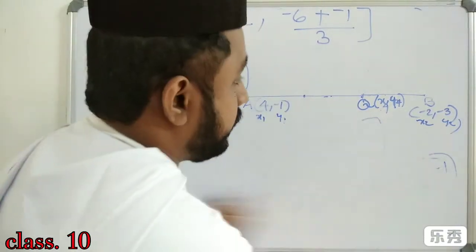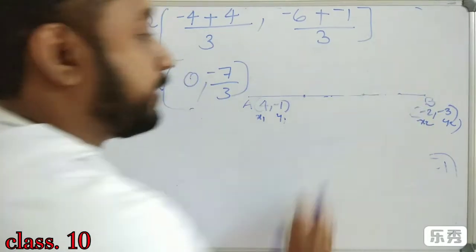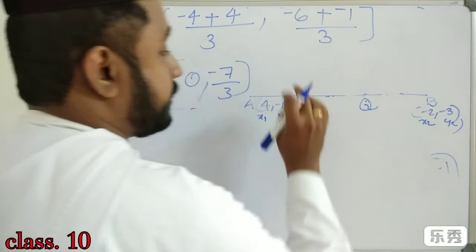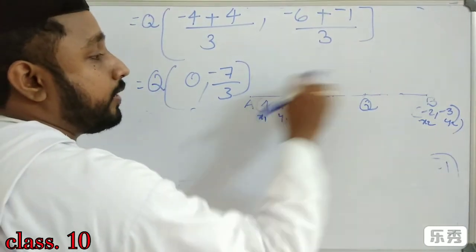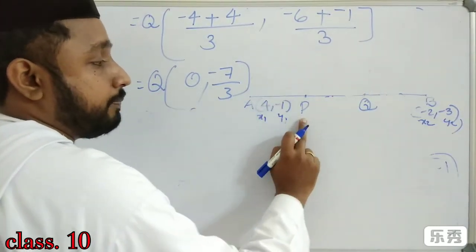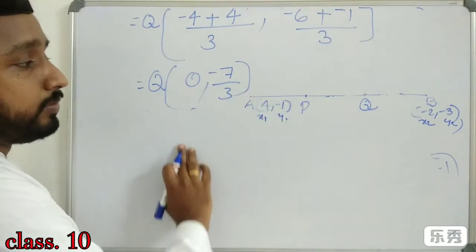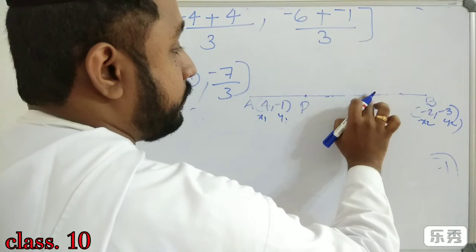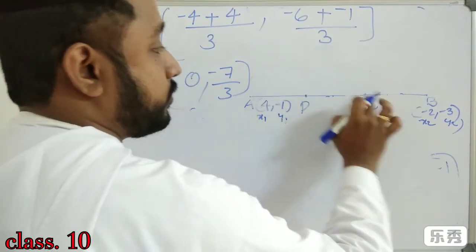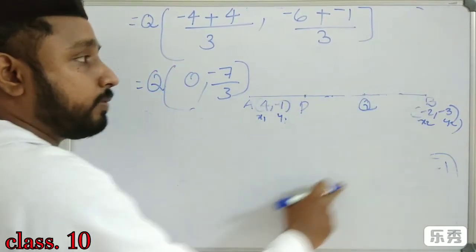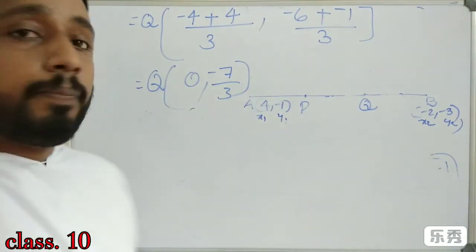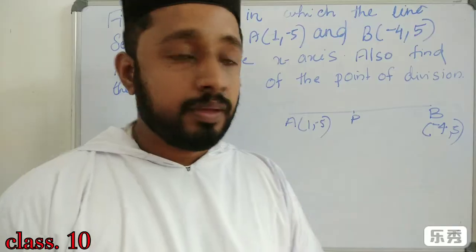So actually we have a line segment joining A and B. We consider 2 points P and Q. First considering the point P, the ratio 1:2, we can find the coordinates of P using the section formula. Then we consider Q only. Here point Q, there are 2 parts, so 2:1 using the section formula. We can also find Q. Q is (0, minus 7 by 3).